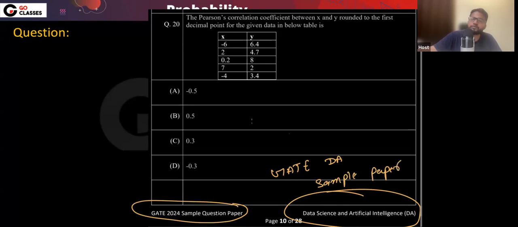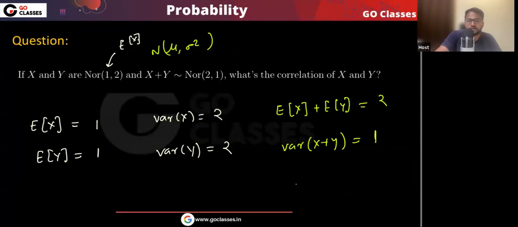You can just try out this question as homework. This should be an easy question. If there is any doubt, you can just let me know over Telegram. We can discuss this question, right? So related to covariance and correlation, I just wanted to discuss these things only.